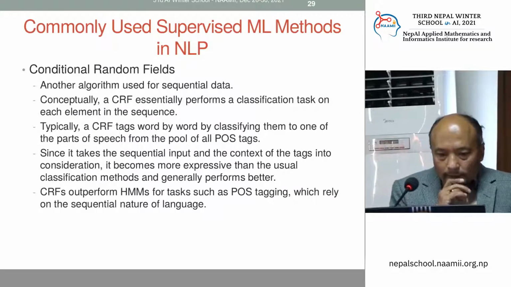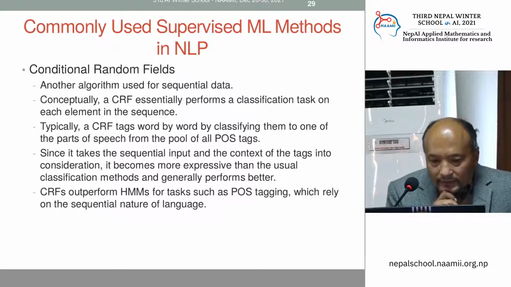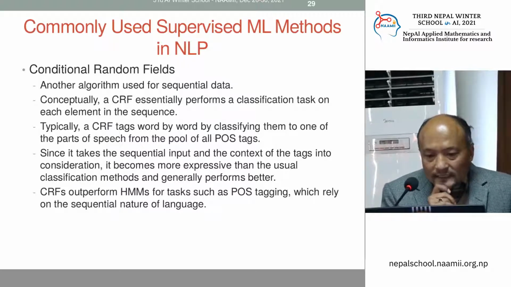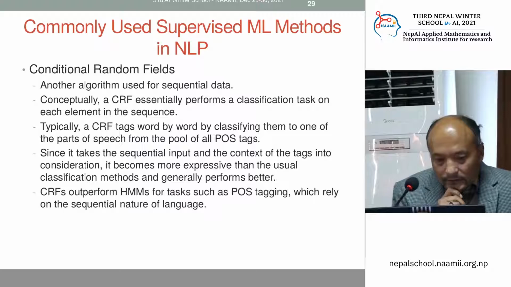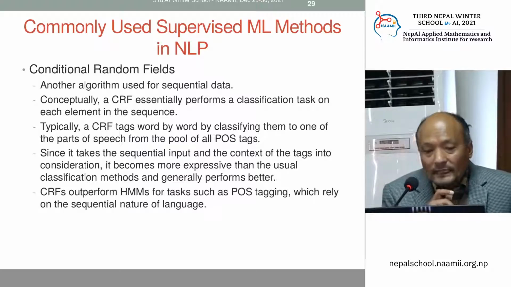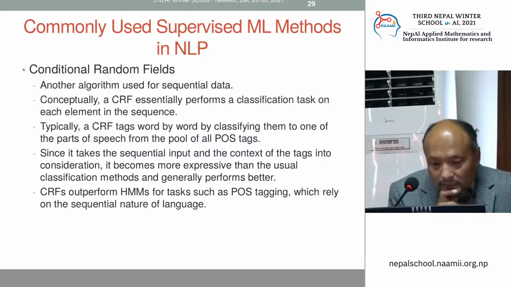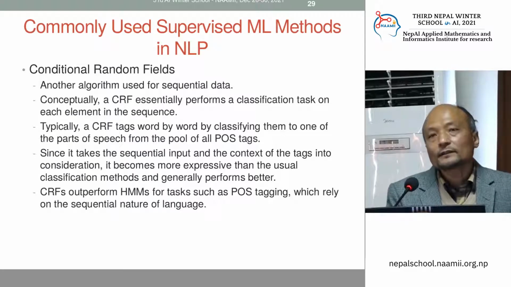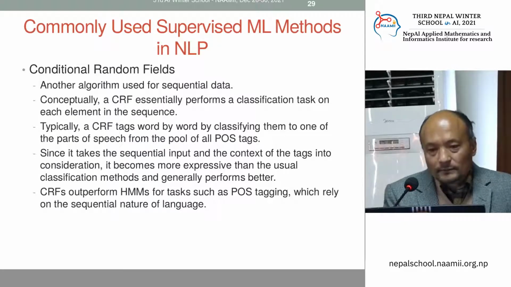Since it takes the sequential input and the context of the tags into consideration, it becomes more expressive than the usual classification methods and generally performs better. CRFs basically outperform SVMs for tasks such as part-of-speech tagging, which rely on the sequential nature of the language. So this is another model that's been used for NLP tasks.